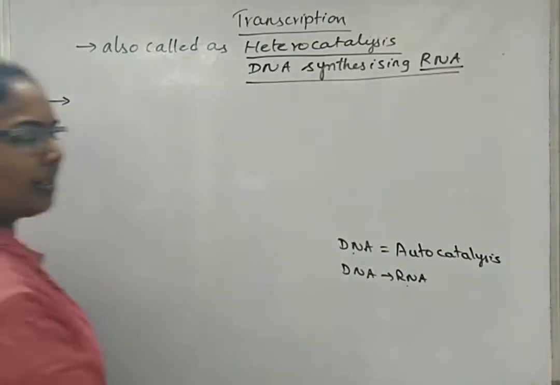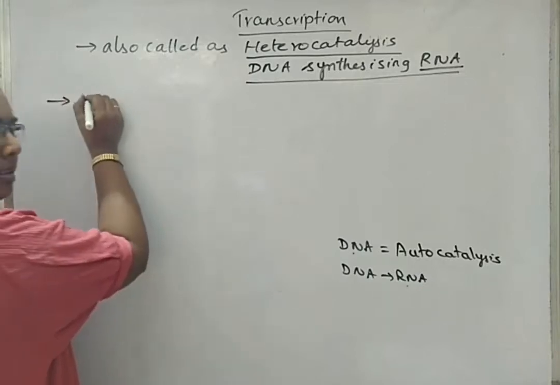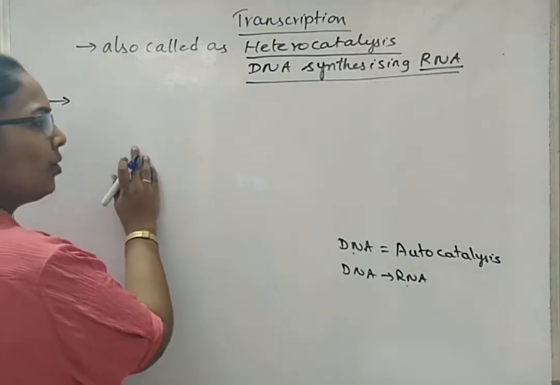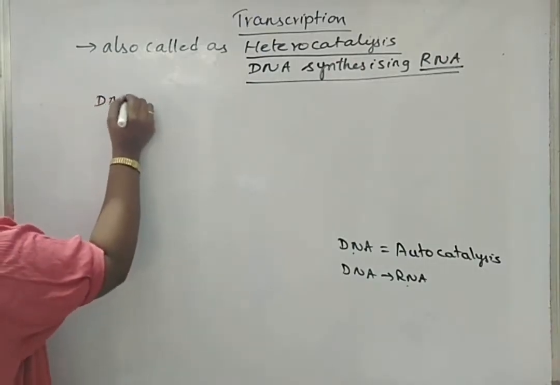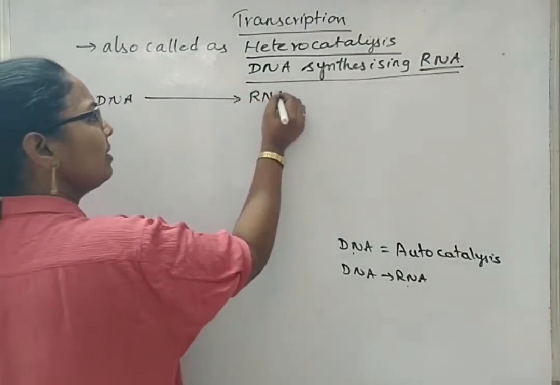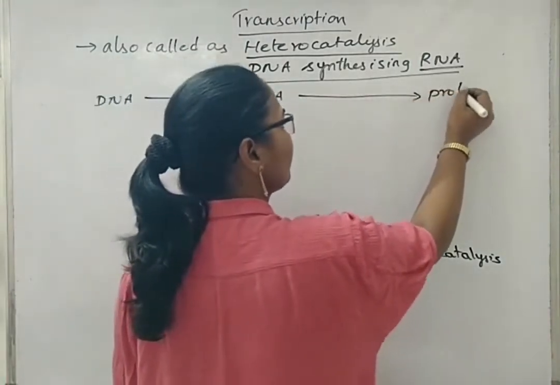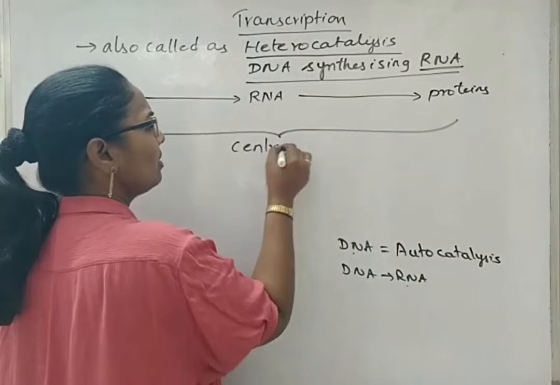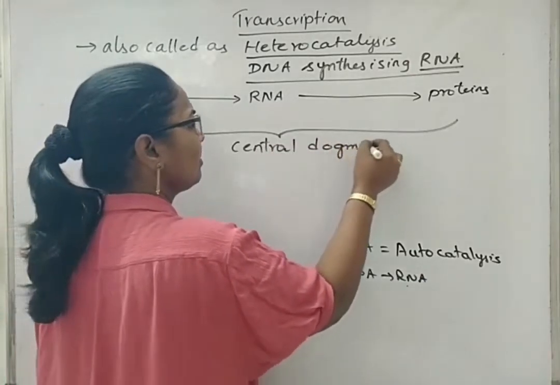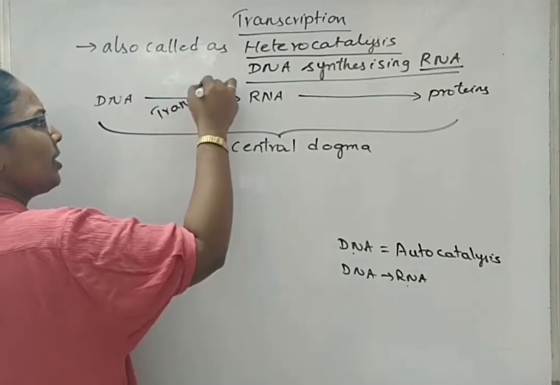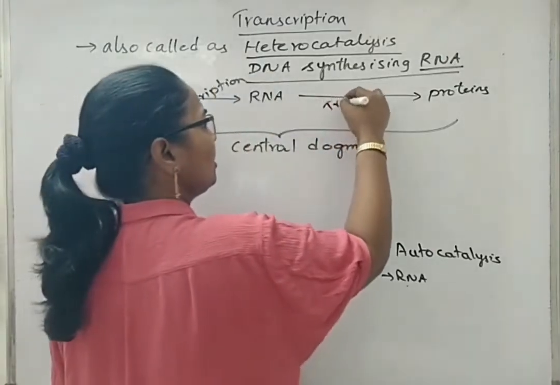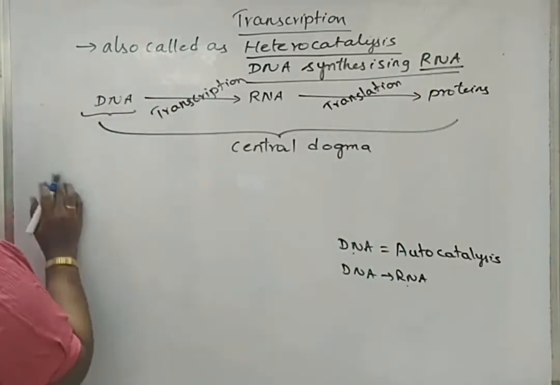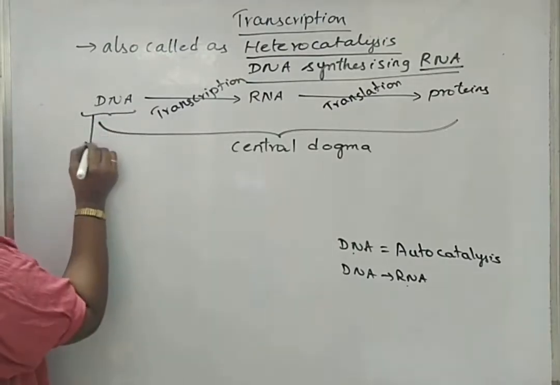Now, transcription differs in case of prokaryotes and eukaryotes, the total process and also the enzymes that are involved here. DNA synthesizing RNA, RNA synthesizing the proteins. This total process is called as central dogma. Here we are including the term transcription. Here we are including the term translation. The piece of DNA that is involving in the total central dogma is called as cistron.